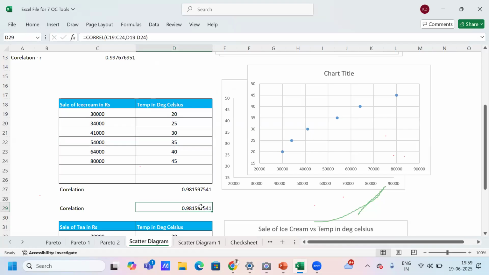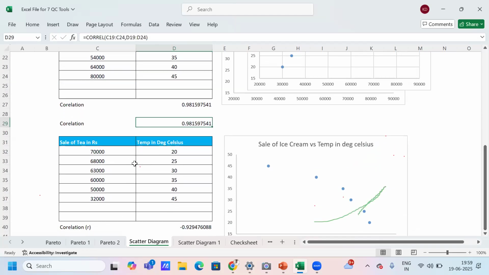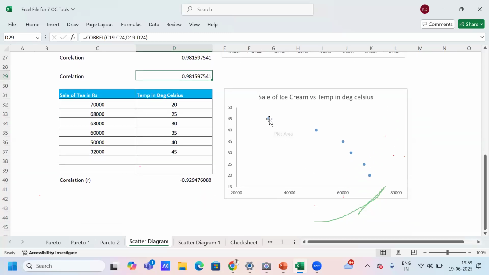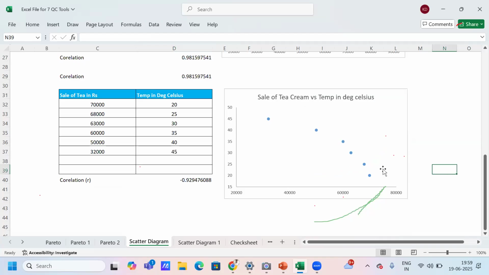So correlation is 0.98. Similarly, I plotted the scatter plot of sale of tea in rupees and temperature in degrees Celsius. I used the same diagram and it looks like this. What does it mean? When the temperature is increasing, the sale of tea decreases. So this is called negative correlation because when X increases, Y decreases.